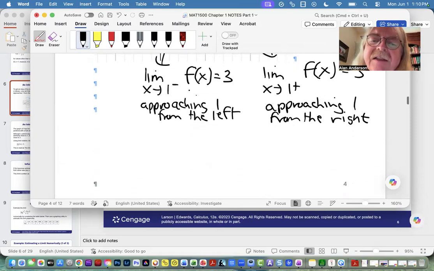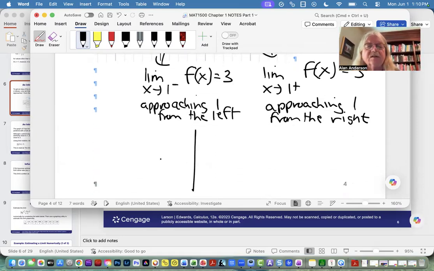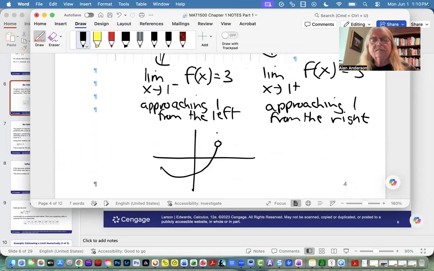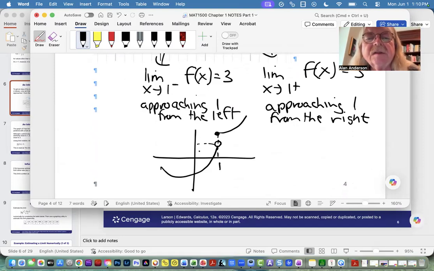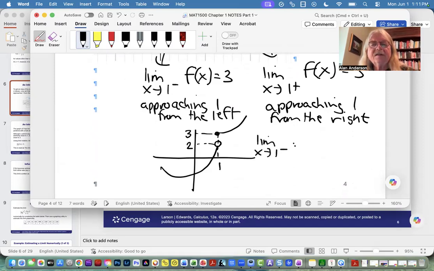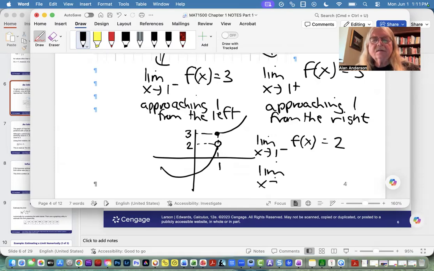And that can happen. You can get these weird cases where, let's say, you have something like this, where there's a discontinuity here. And let's say that when x equals 1, for this lower piece of the function, y equals 2, and over here it's 3. And so what this is telling us is that the limit as x approaches 1 from the left is 2, but from the right, it's 3.